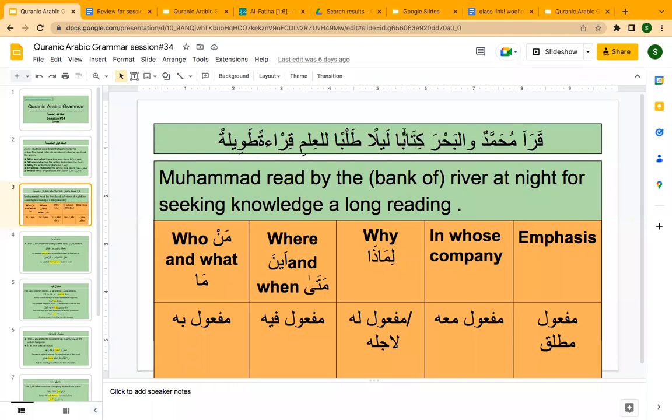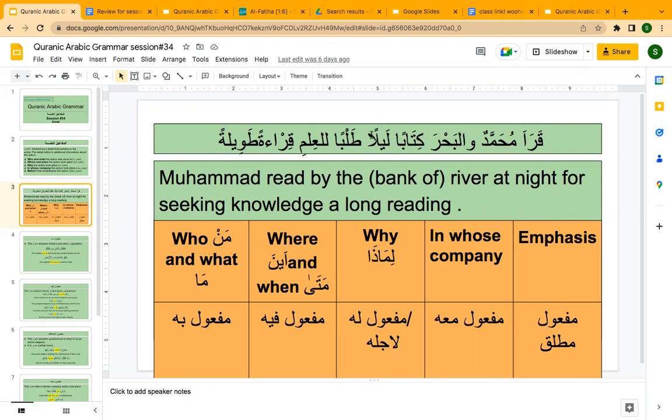What do you think about Kitaban? Qara'a Muhammadun Kitaban. What is Kitaban doing here? What will you label Kitaban here? It is nasb in status and it is your maf'ul bihi because it answered, what did Muhammad read? Right? What did Muhammad read? Muhammad read a book, right?